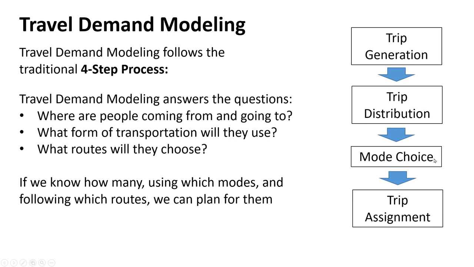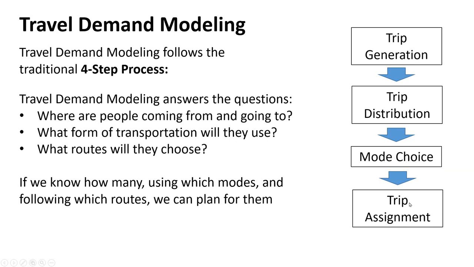And am I going to take mass transit? So those are mode choices. That's the mode of transportation I'm going to use for that. And then once we know how many trips each household is producing, where they're headed, and how they are getting there, then we assign them to routes.